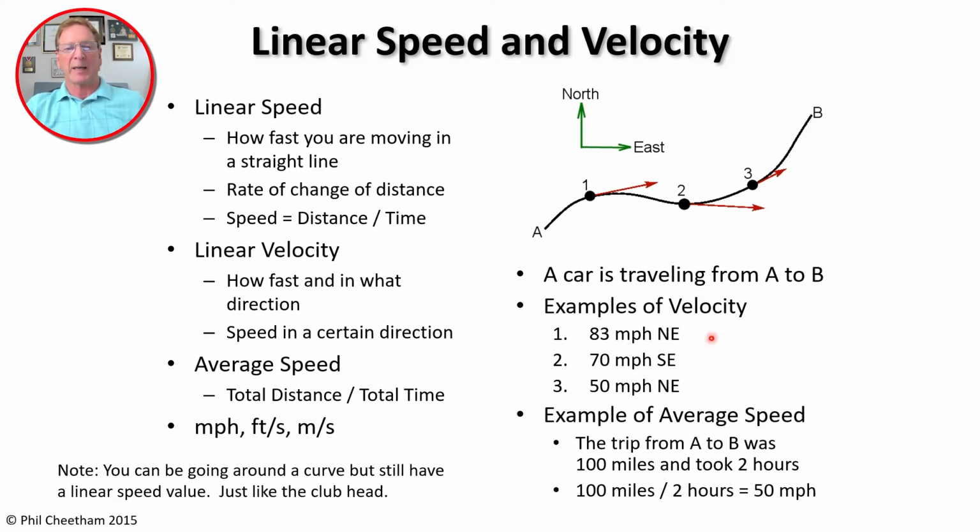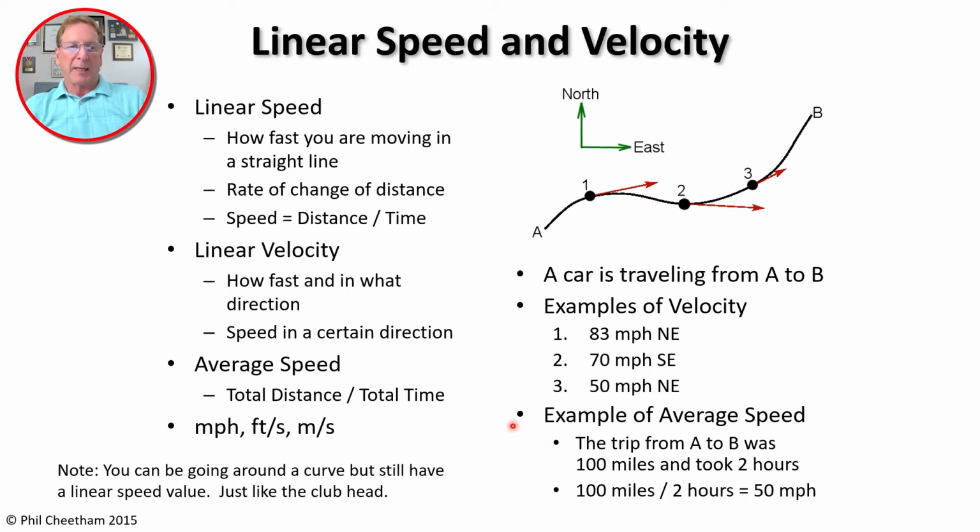So for example, at point 1, I could say I'm traveling at 83 miles per hour. That would be my speed. But if I said I'm traveling at 83 miles per hour northeast, then now that becomes a velocity. So speed is always just a number. It's just a magnitude, and it's always positive. Whereas velocity is a number, and it has a direction. It could be negative, it could be positive, and it could be in a specific direction like northeast, southeast, etc.